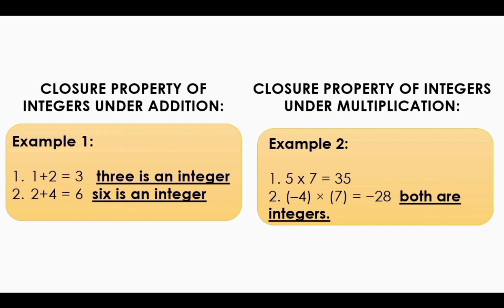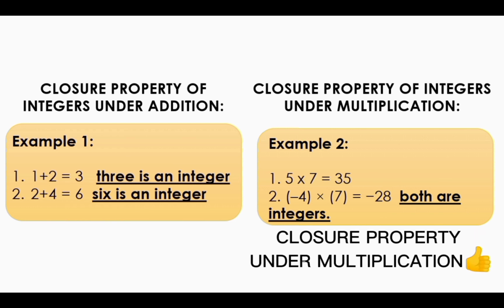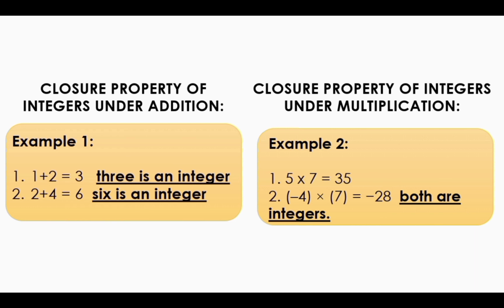Example 2. 5 times 7 is equal to 35. Next, negative 4 times positive 7 is equal to negative 28. Both are integers. So that is what we call closure property under multiplication.